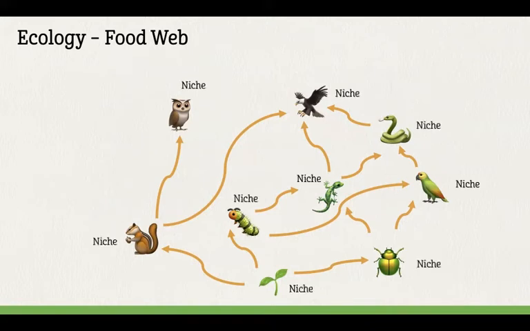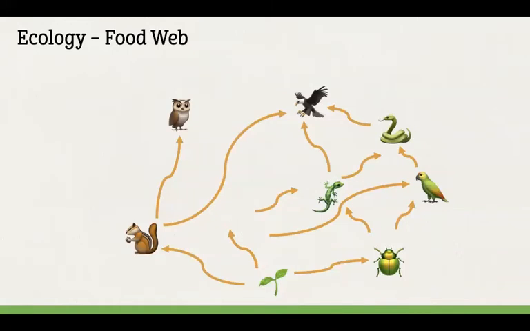Each role in a food web is called a niche. So a niche is the organism's job within the food web. So if we have an empty niche, a job that isn't being done, let's say, for example, we lose the caterpillars in this food web.